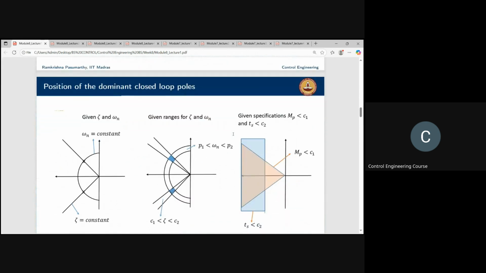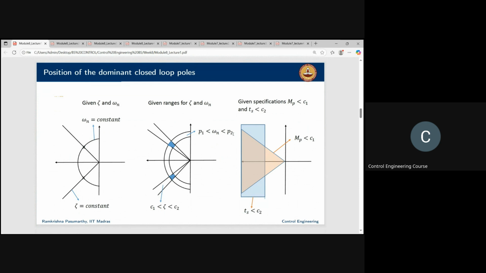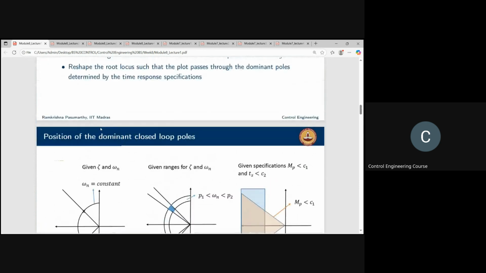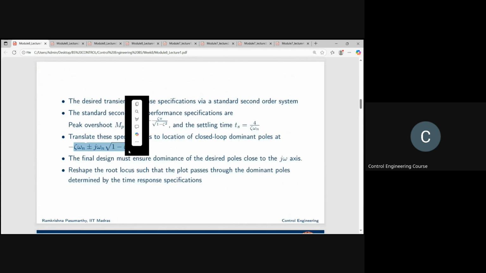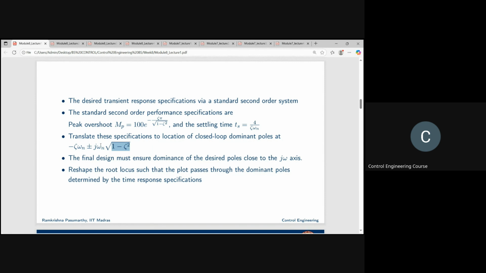So for example, let us say, when zeta is constant, what happens? Take this formula. In this formula, what is the magnitude of this complex number? Under root, zeta omega n whole square plus omega n root 1 minus zeta square whole square. If you simplify everything, what do you get? Work it out in your notebook and tell me. Yes, sir. You'll find stuff cancels.